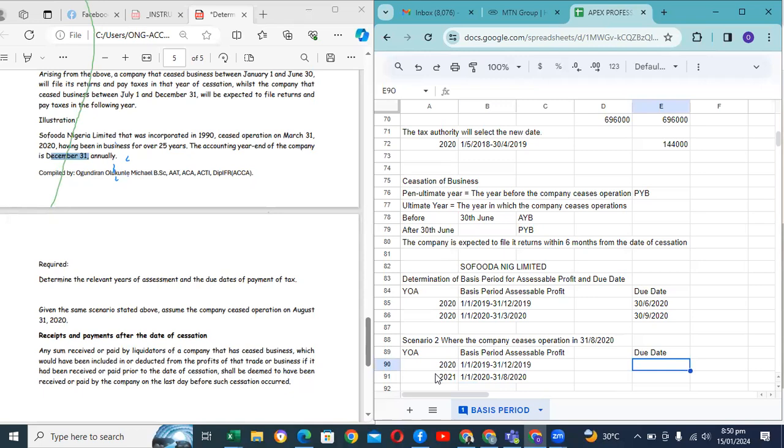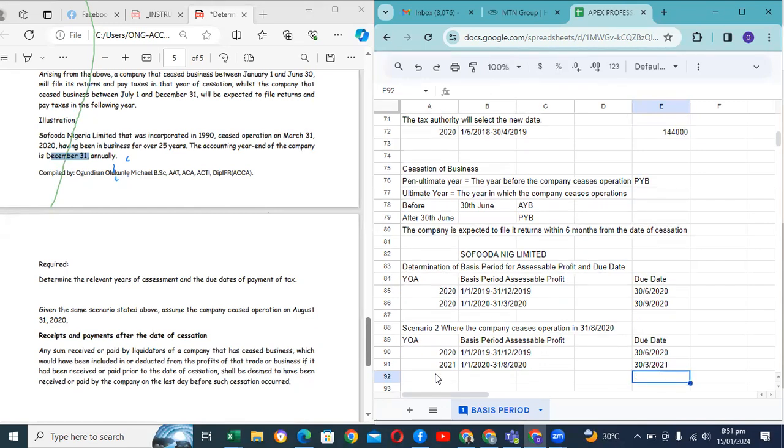So the due date now, the end of the basis period here is 31st December. So the due date is what, everybody? 30th June 2020. So what will be the due date for the next one? The company ceases operation in August. What will be the due date? March? February?